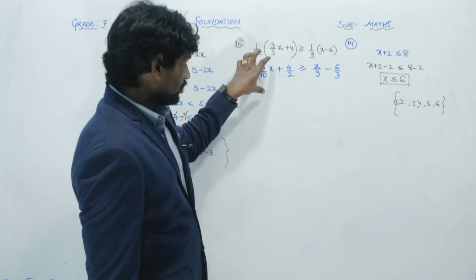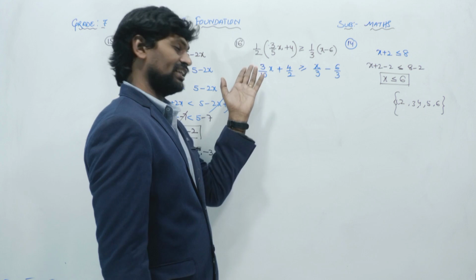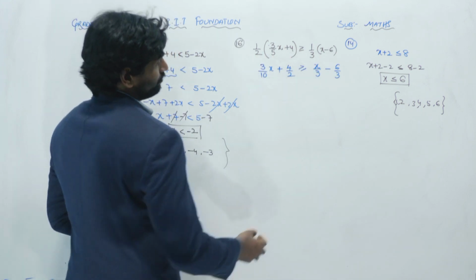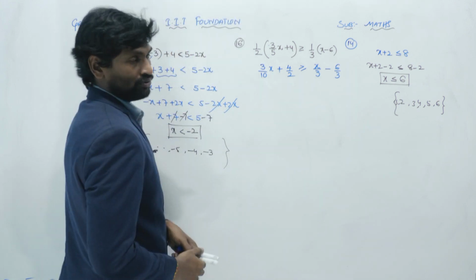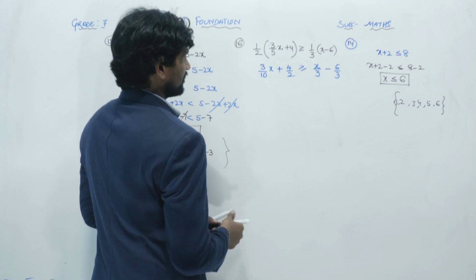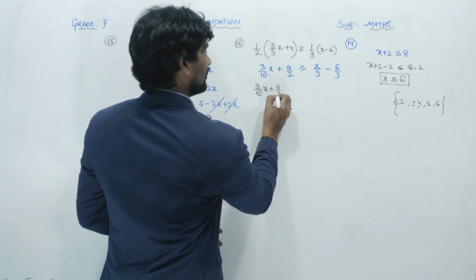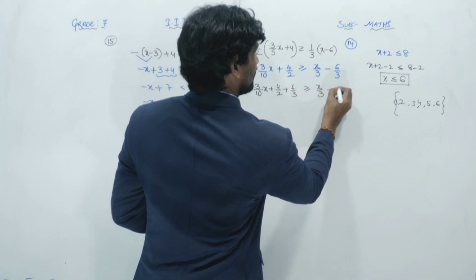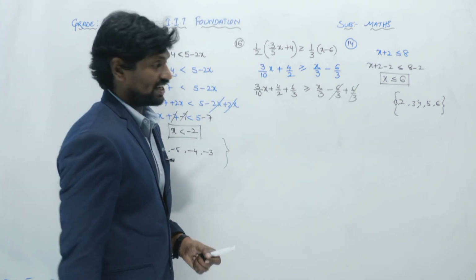Again, both sides we have x terms. So I am bringing that x by 3 to this side, or we can take 3 by 10 into x to that side. We can take any method. Now I am just trying to eliminate this one. Minus 6 by 3, I just want to remove. Add 6 by 3 to both sides. So plus 6 by 3 minus 6 by 3 cancel.